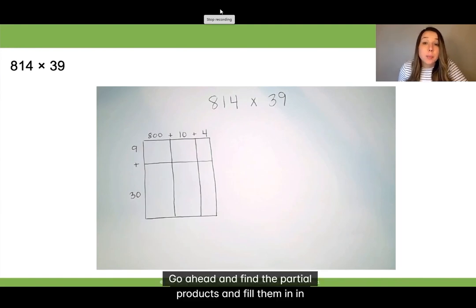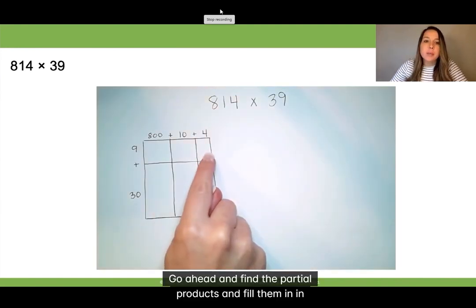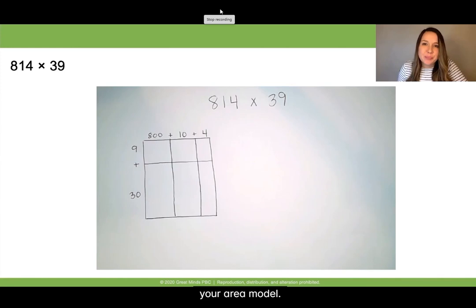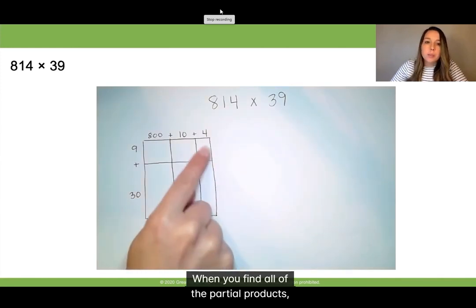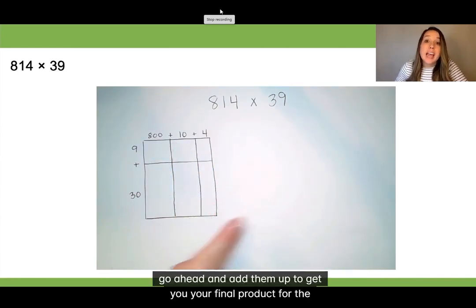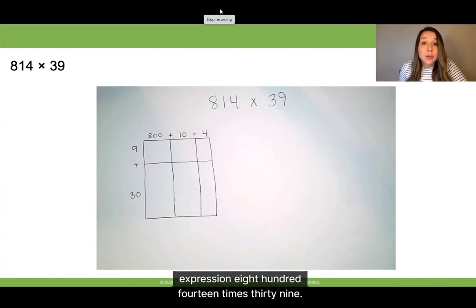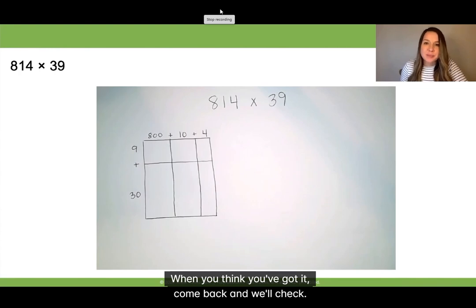Go ahead and find the partial products and fill them in your area model. When you find all of the partial products, go ahead and add them up to get your final product for the expression 814 times 39. When you think you've got it, come back and we'll check.